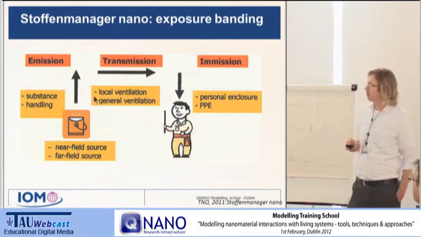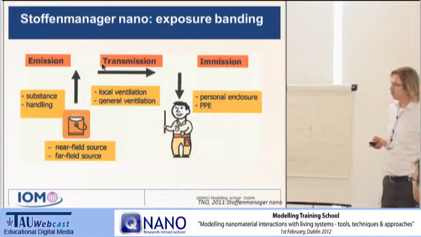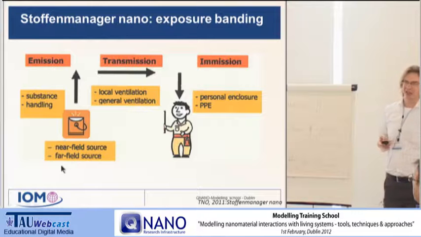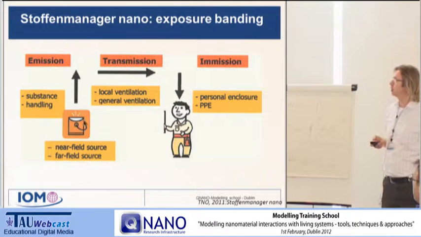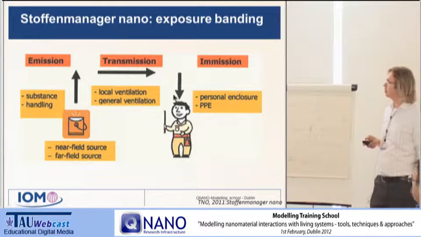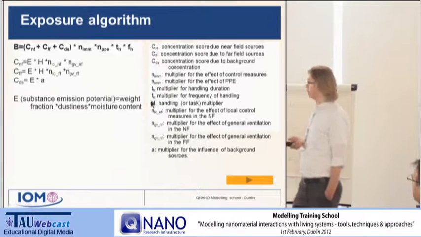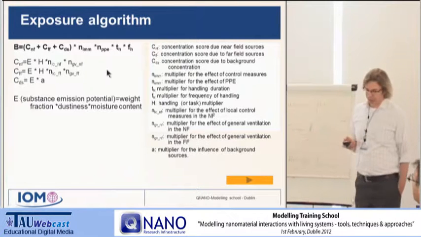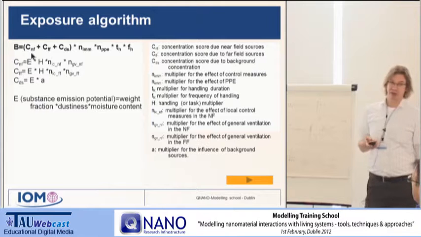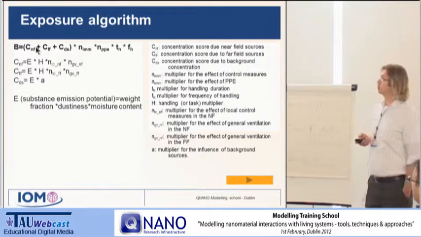It has a similar source-to-receptor conceptual model as what I showed with ART before, but it's a little bit simpler. It takes into account near field and far field. It takes into account how the substances are handled. It takes into account things like local and general ventilation, personal enclosure and PPE. And these are the equations that are used for calculating a relative score of exposure. These are not absolute scores, but relative scores.